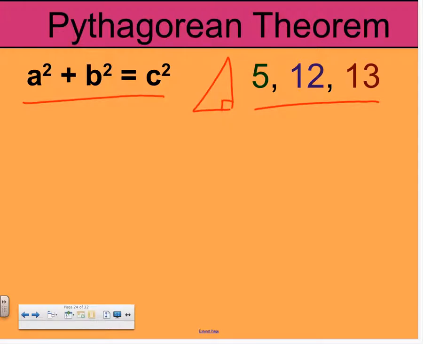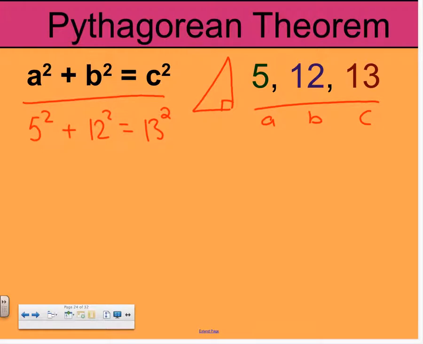So, once again, how do we start? Writing out the Pythagorean theorem. Now we have to label each of these sides. We know the longest side is always c. The other two can be interchangeable. It doesn't matter. So let me put those into my formula. So I've got 5 squared plus 12 squared equals 13 squared.